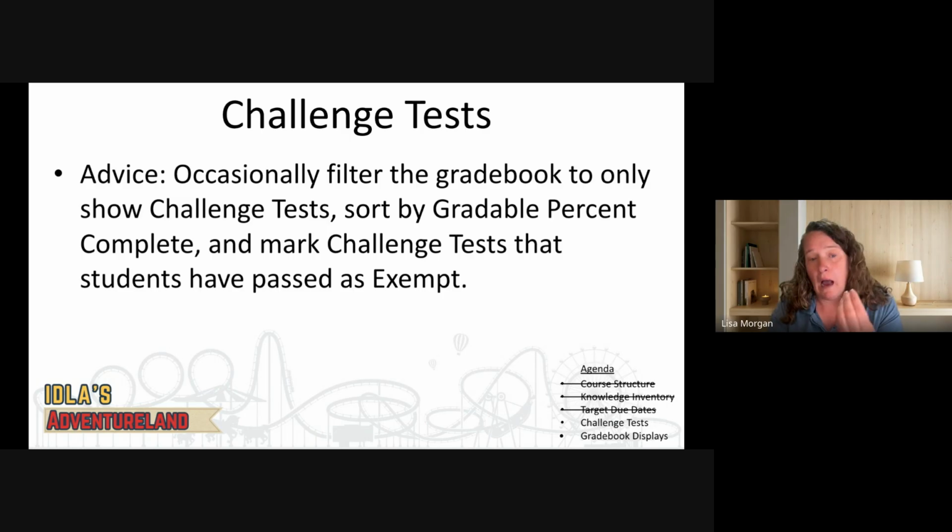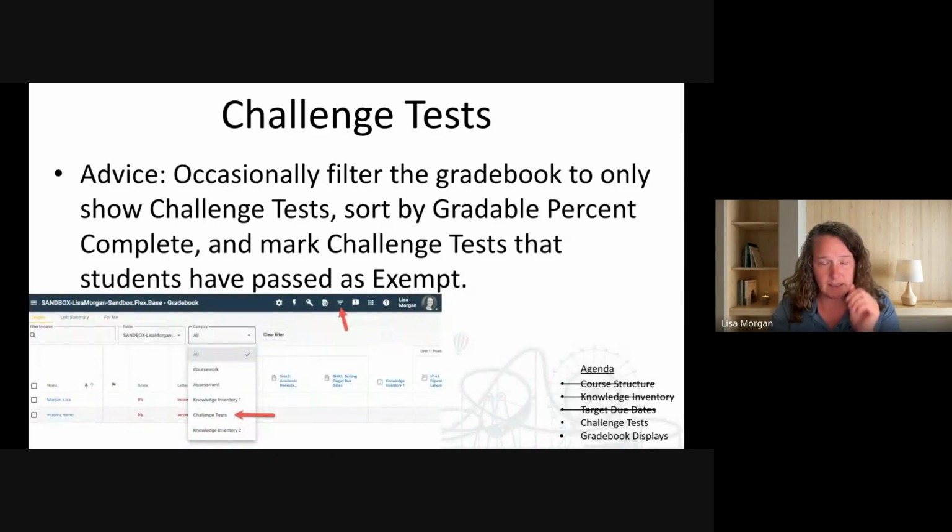So I would suggest that occasionally you go in and you filter the grade book to only show challenge tests. And I'll show you how to do that in a second. Sort it by the gradable percent complete if you've turned that on, and then mark the challenge tests that the students have already passed as exempt. That way they don't get a little bit confused. So once a student is started into Unit 2, their Unit 2 challenge test can be flagged as exempt.